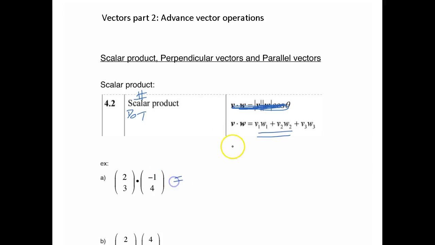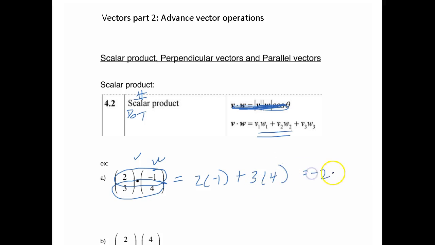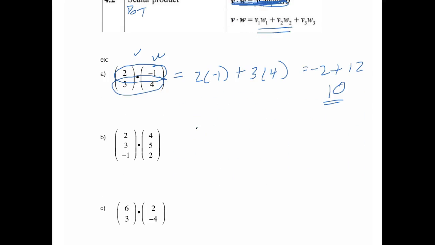So let's do a dot product. All you do is follow the formula, right? You multiply the corresponding parts. So let's say this is V and W. This will be your V1 times W1, so 2 times -1, plus V2 times W2, so multiply these two, 3 times 4, and you get -2 plus 12, which is 10. And that's how easy it is to take the dot product of two things. Okay, let's move on to the next example.